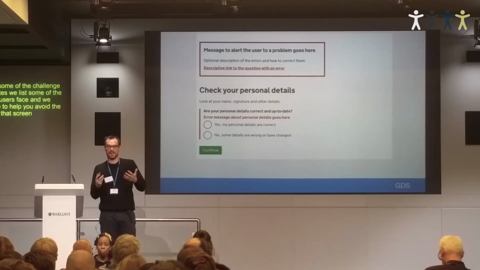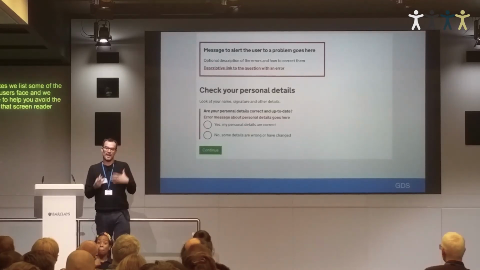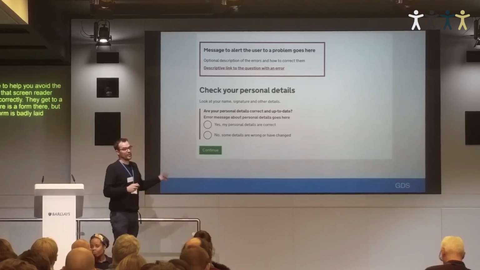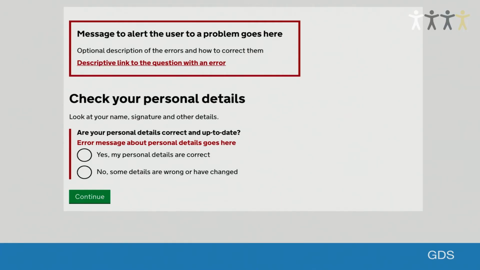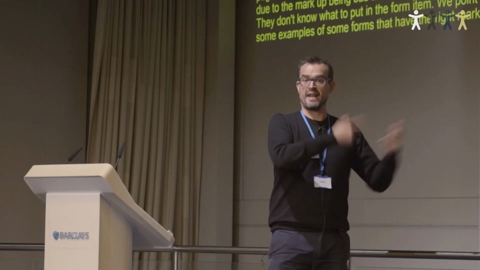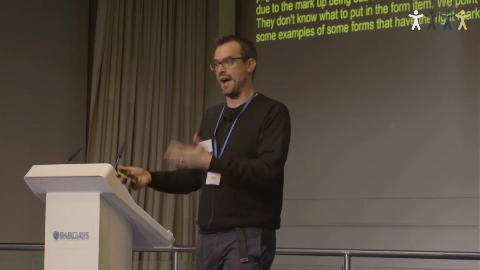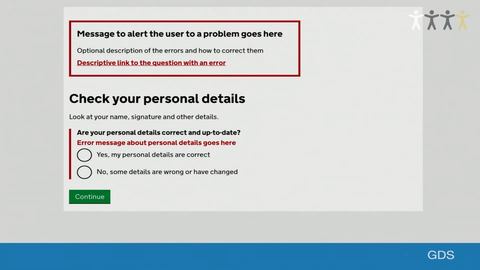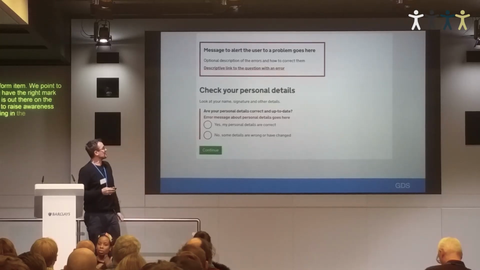A screen reader user gets to a page that has a form. They know there's a form there, but due to the markup being bad, the label for that form is not read out, so they don't know what to put in that form item. So we point to some examples of forms that have the right markup. Some of this is GDS things, some is out there on the web. This feels like another technique to raise awareness and to get people designing and building in the right way. And there's probably lots of other ways, like you say, a checklist.